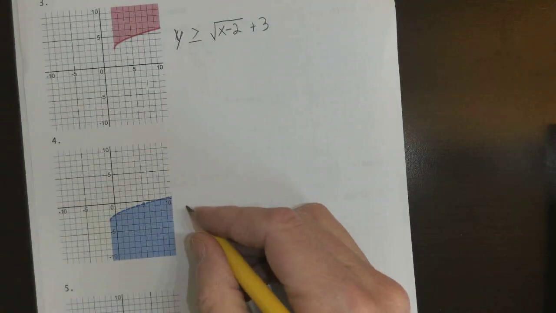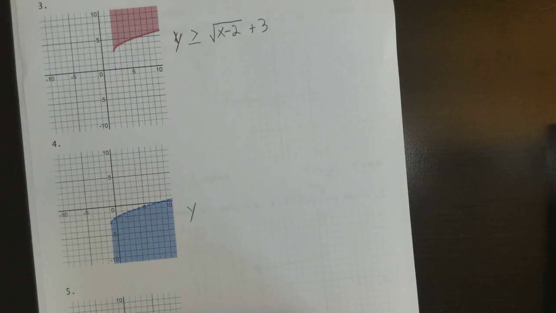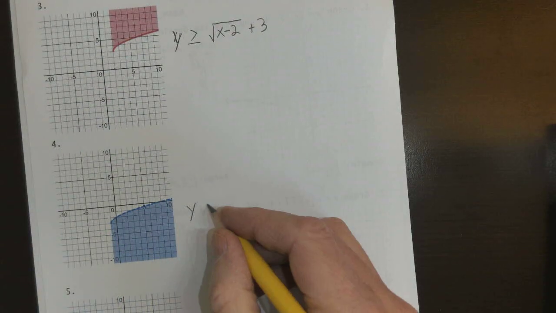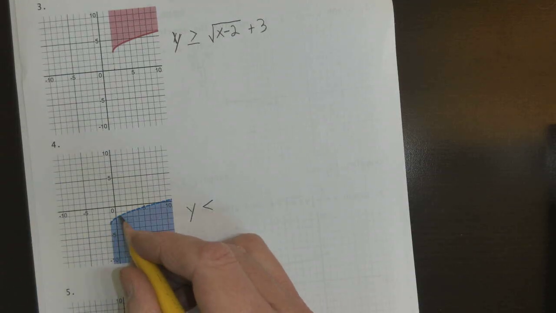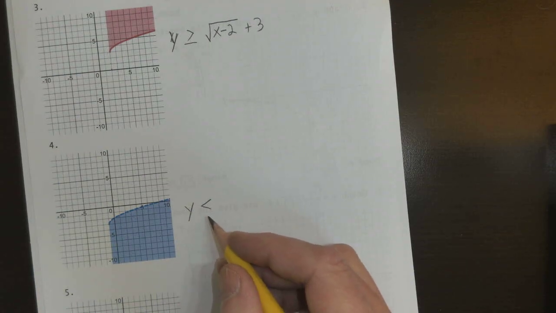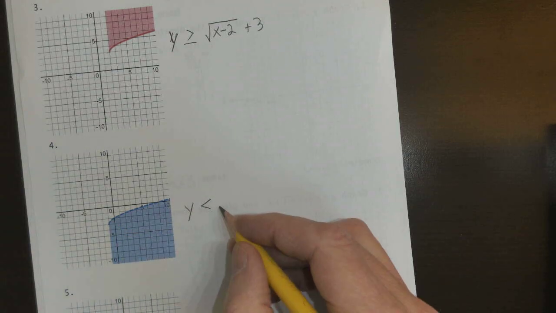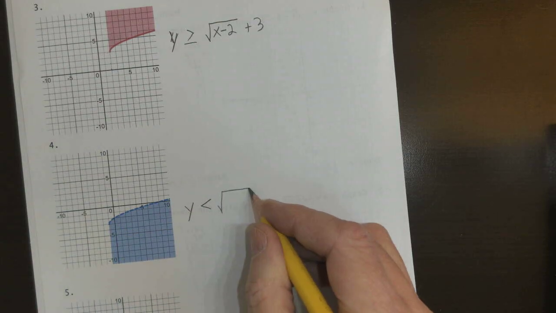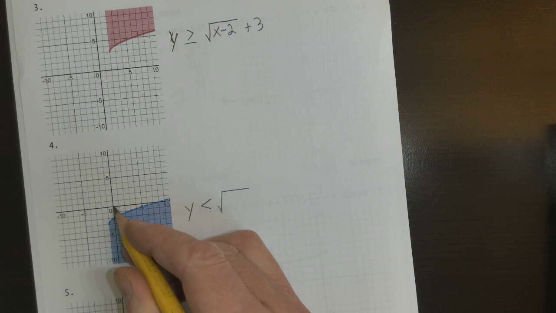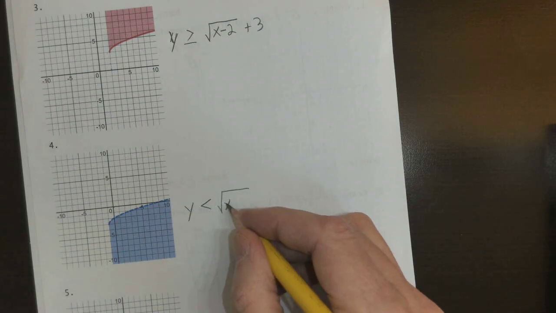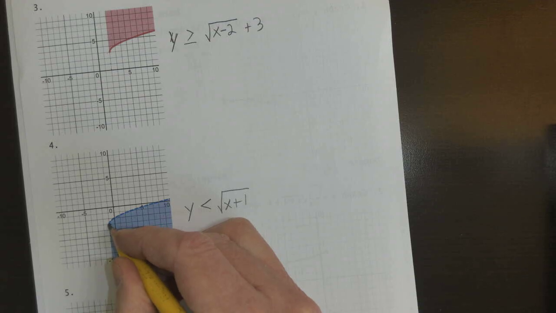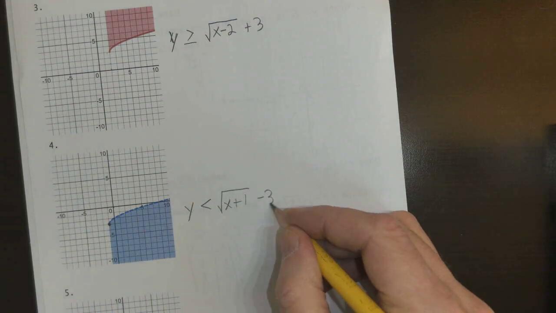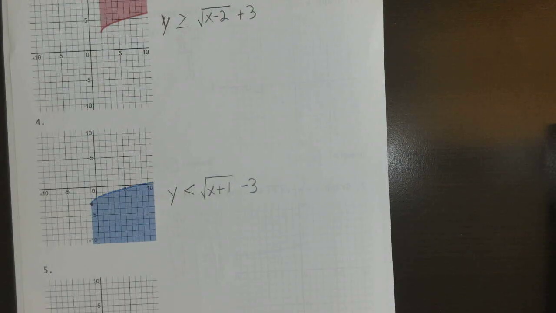Okay. This one, shaded below, so it's less than, and it's dotted, so I'm not going to underline that. And we are shifted, so get the square root in here. We're shifted 1 unit to the left, so write x plus 1, and 1, 2, 3 units down that initial point. I'll put minus 3 there.